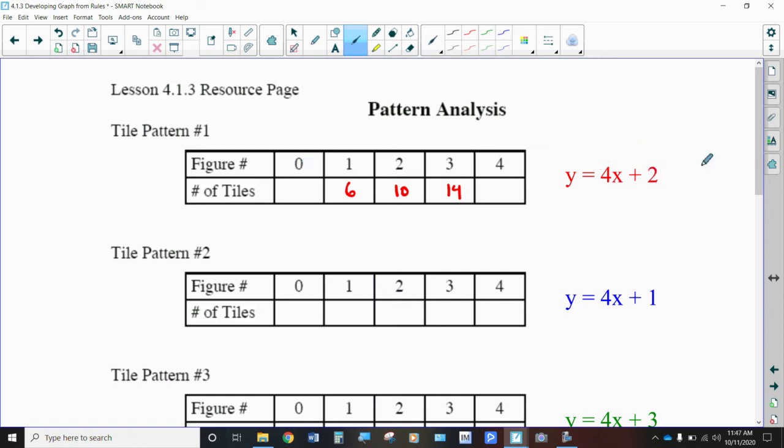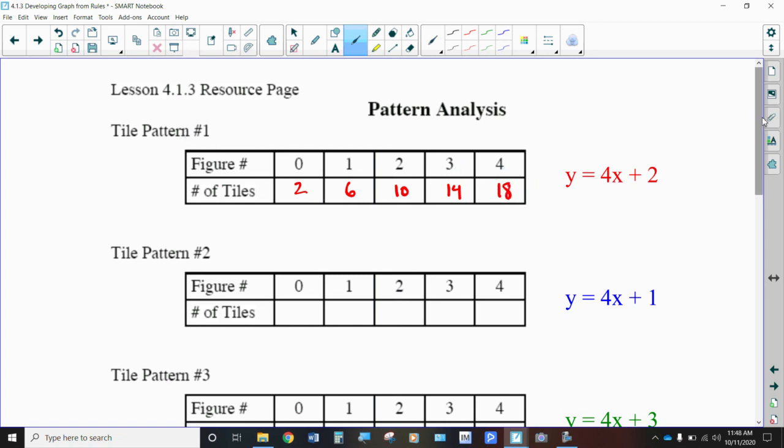Well, figure 0 has to do with this number right here, right? When x is equal to 0, it doesn't matter what the growth pattern is. You know that y is going to be equal to this. So that's why we knew figure 0 had 2 tiles. And then figure 4, if you see the counting sequence, looks like it's growing by 4 every single time, and so the next one has to be 18. And if we plug the 4 in for x, 4 times 4 is 16 plus 2 is 18. So that completes the table for pattern 1.